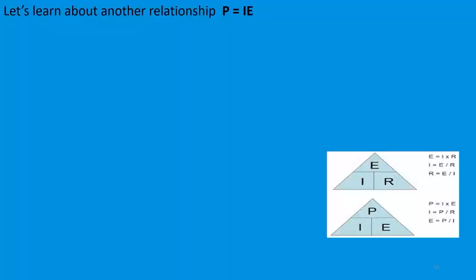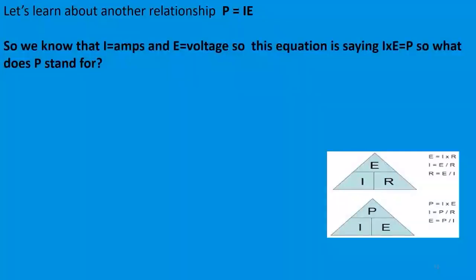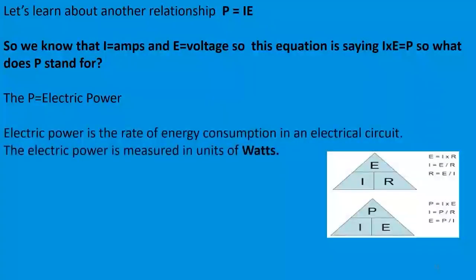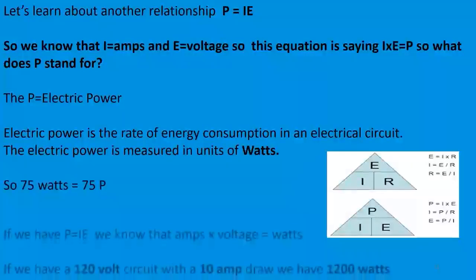Let's learn about another relationship. P equals IE. Easy way to remember it is pi. So we know that I equals amps and E equals voltage, so this equation is saying that I multiplied by E equals P. So what does the P stand for? P is electric power. Electric power is the rate of energy consumption in an electrical circuit. The electrical power is measured by a unit of watts. So 75 watts equals 75 P.